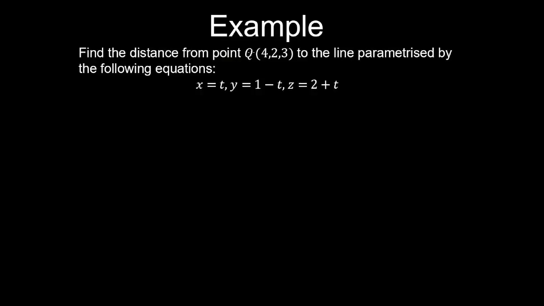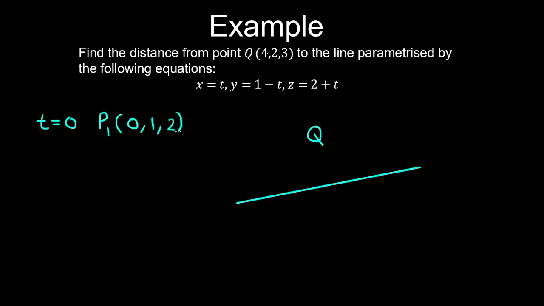Find the distance from some point Q to a line that's parameterized by the following equations. So we can get 2 points on the line by taking t equals 0. So that gives us a point P1, which has coordinates x equals 0, y equals 1, and z equals 2. And the other point on the line can be obtained by choosing another value for t. So taking t equals 1, we have the coordinates of the second point being 1, 0, and 3.